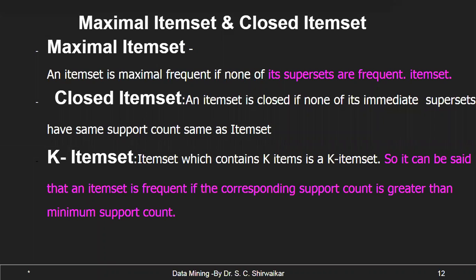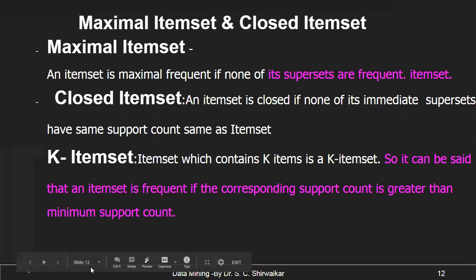Okay, and what about the k item set? A k item set is frequent if the corresponding support count is greater than the minimum support count. Okay, so what exactly is it? Closest, nearer to that item set. Okay, maximal means that its superset's count should be less than it. Closed means the immediate superset, and we can say its subset, how much its count is. According to that we need to analyze it.